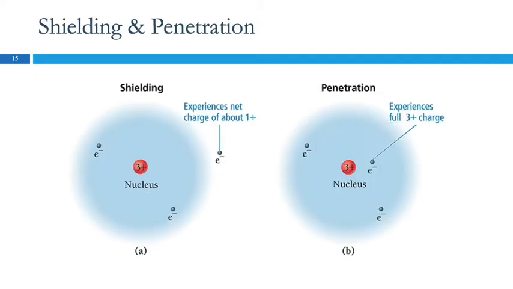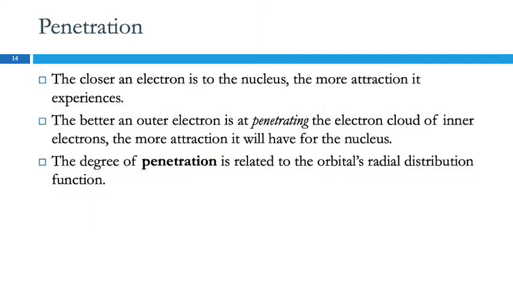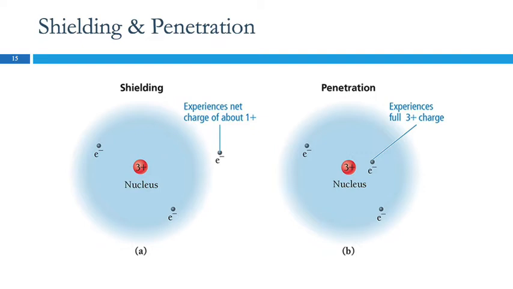I think we're getting to a picture. The closer you get to the nucleus, the more attraction it experiences. The better an outer electron is at getting into, penetrating the cloud of the inner electrons, the more attraction it'll have. And the degree of penetration is related to the radial distribution function. We'll explain that in a minute.